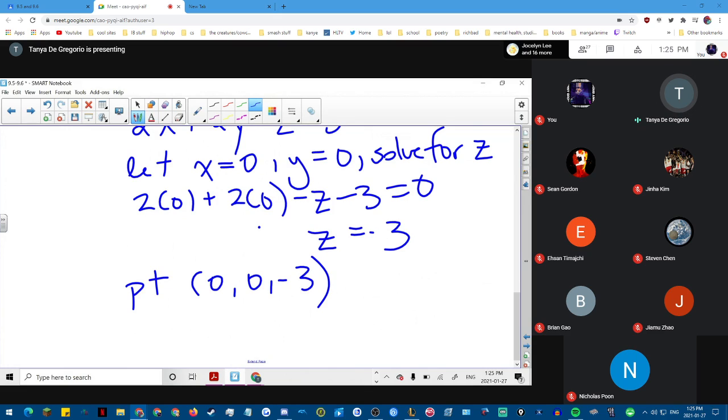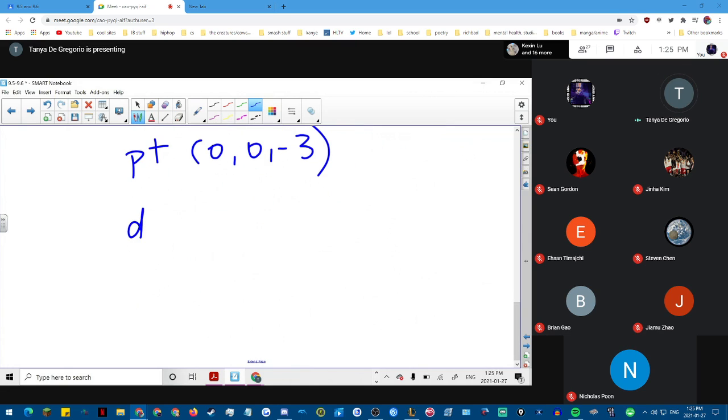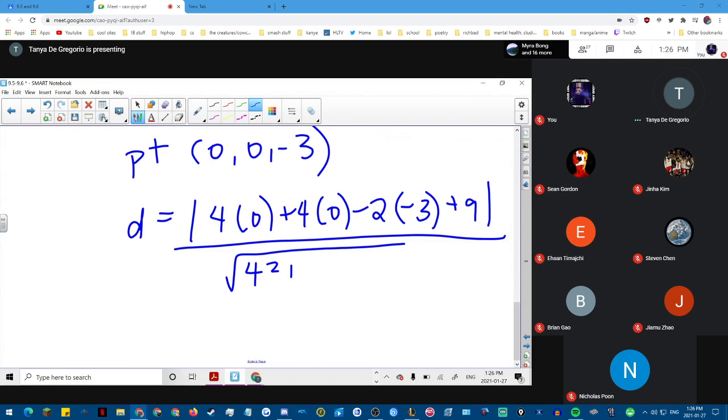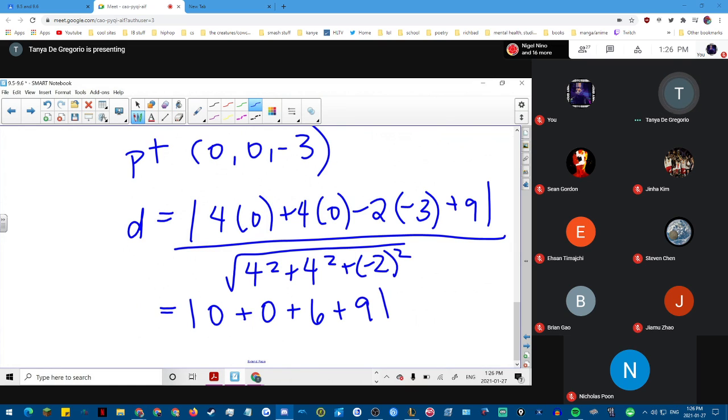So now we want to find the distance from this point to the plane, and we know the formula for that. We just did it. So there's my A, B, C, and D from my second plane, and I'm subbing in the point from my first plane. And here's my normals of the second plane. And we just have to figure this out. 0 plus 0, 6 plus 9.